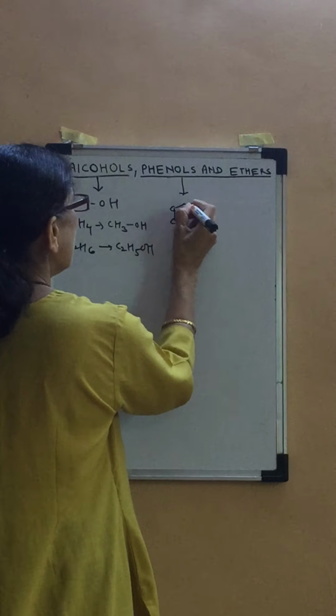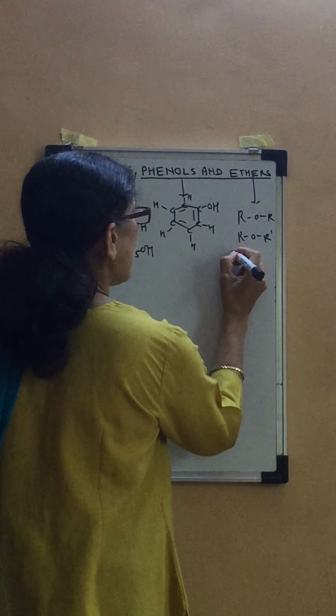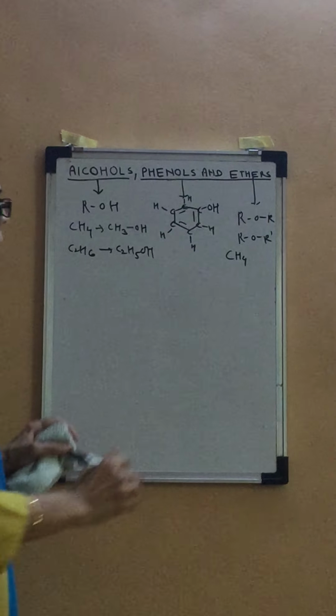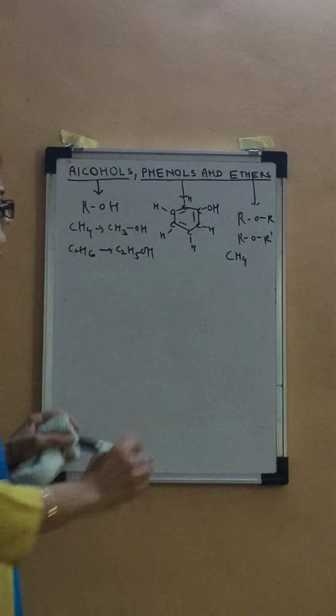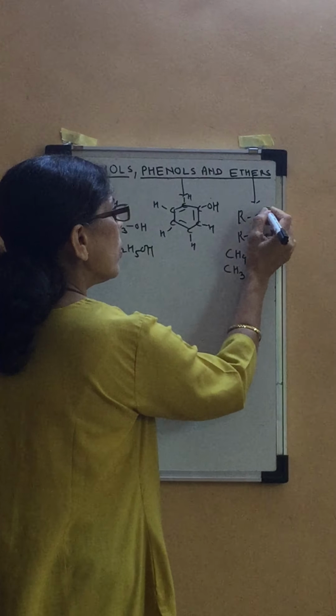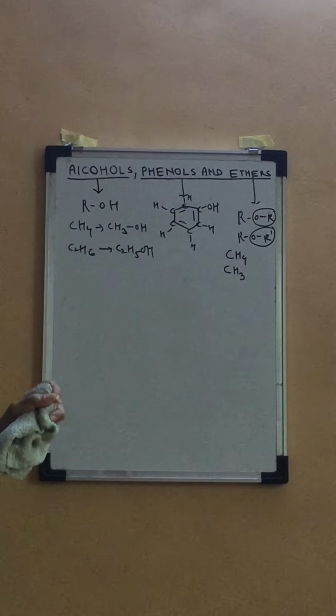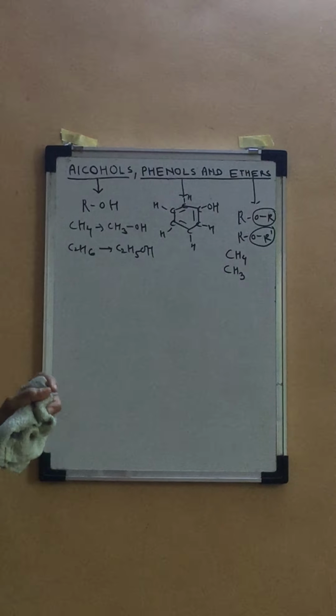Ethers. Ethers have general formula ROR or ROR dash, where R are alkyl groups. Basically they are alkanes again, and from the alkane one hydrogen atom is removed and substituted by an alkoxy group, that is OR group.